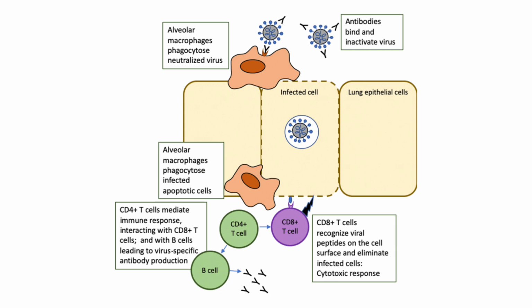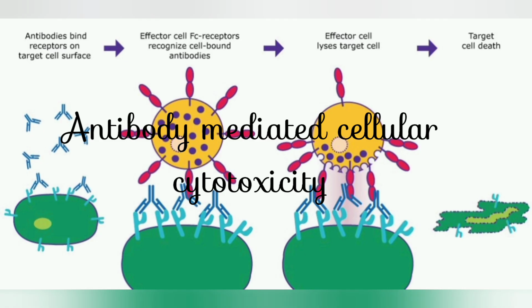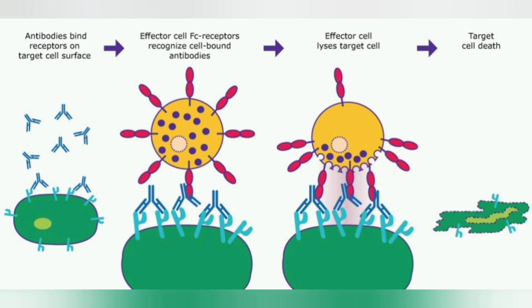It is important to note that the cytotoxic T cells have no effect on the free viruses. They can only kill the virus infected cells. In addition to the direct killing of the virus infected cell by the cytotoxic T cells, there is also another mechanism through which virus infected cells can be killed, and this includes antibodies and phagocytic cells. This process is known as antibody dependent cellular cytotoxicity.